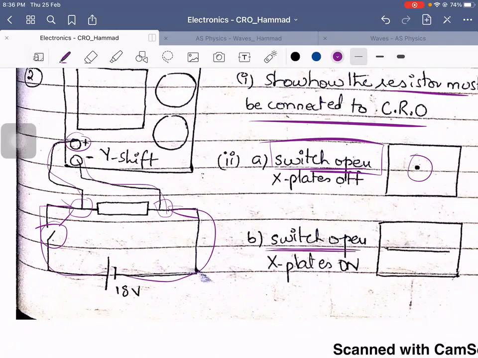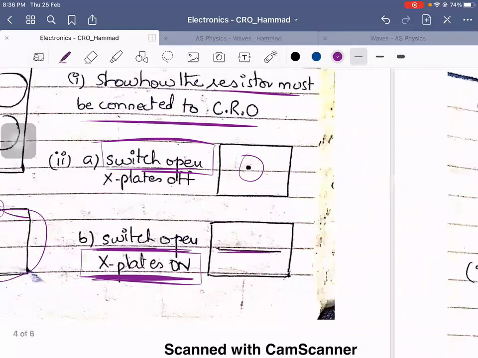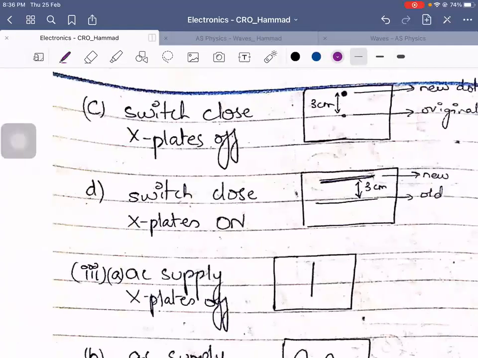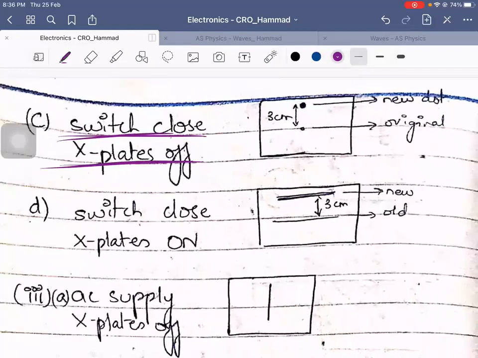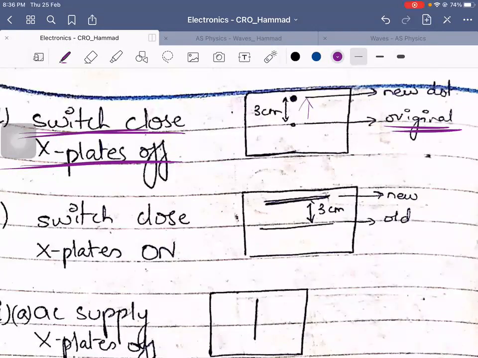As soon as you connect the X plates of the CRO to this circuit, you see a translation on the X-axis. And as soon as your X plates are off, your switch is closed, meaning your circuit is now working. There is a voltage value now. You see a jump from the original point to a higher value, simply telling you that a voltage value has been obtained.